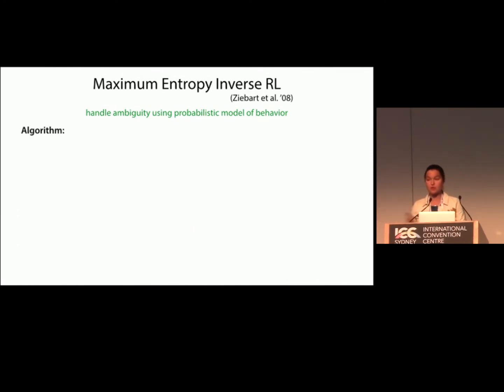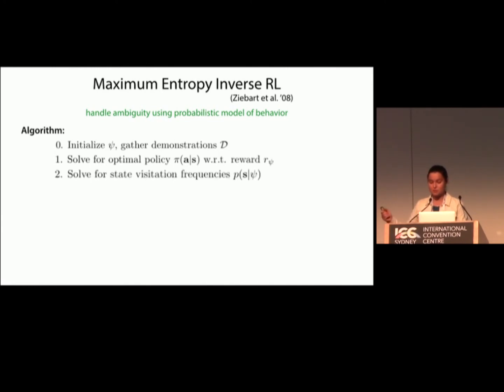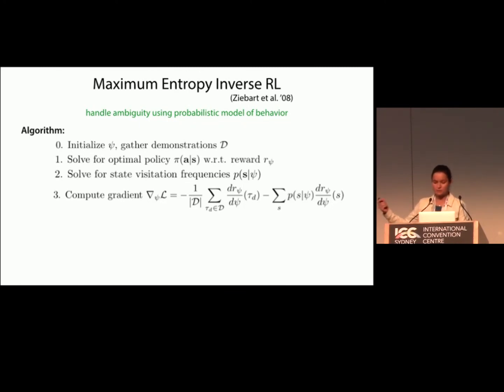So next I'll go over the algorithm of maximum entropy inverse RL. First we initialize the parameters of our reward function and gather our demonstrations. Then we solve for the optimal policy with respect to our current estimate of the reward. In step 2, we solve for the state visitation frequencies. These are the forward messages that Sergey was talking about earlier. Then we compute the gradient with respect to our reward function, which is given here, and which uses those state visitation frequencies to estimate the gradient of inverse reinforcement learning to update our reward. Lastly, we update the parameters of our reward with one gradient step using the gradient that we computed. And then we repeat.